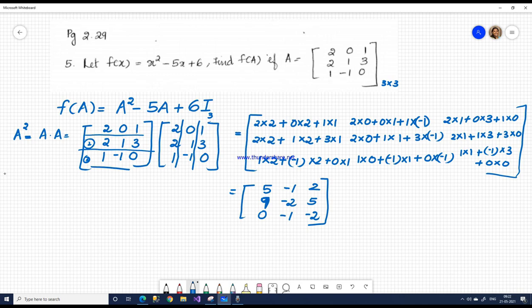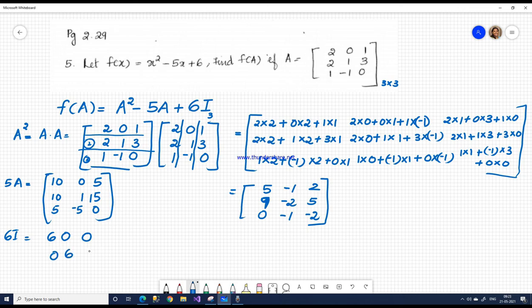Now what will be 5A then? So 5A means multiplying all the elements of matrix A with 5. So it will be 10, 0, 5, 10, 1, 15, then we have 5, minus 5, then 0. Then 6 of I3 means 6, 0, 0, 0, 6, 0, 0, 0, 6.